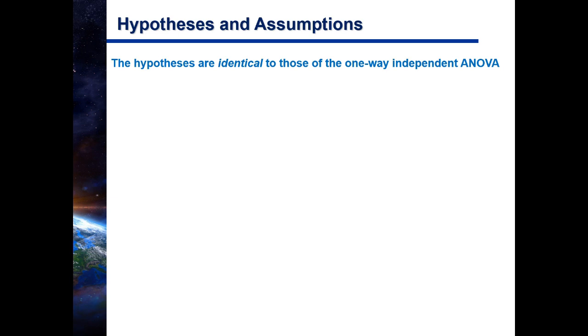So what that means is that we can phrase our hypotheses as directional or non-directional. That means we can predict which mean is going to be higher or lower than the other means, etc. Those would be directional hypotheses. Or we can simply say there's going to be a difference somewhere. That would be a non-directional hypothesis.